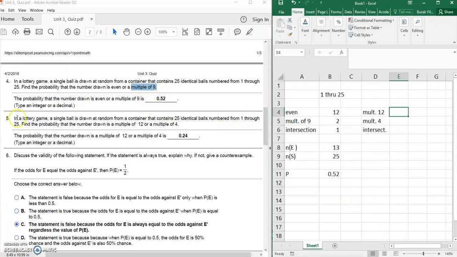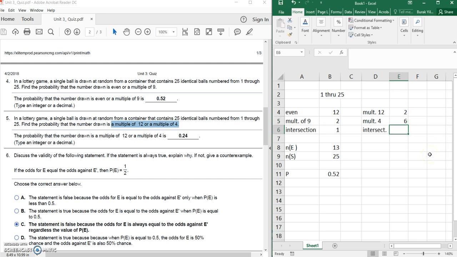Alright, number 5. Number 5 is pretty much the same. Again, we have the same balls numbered from 1 through 25, and we want to draw multiples of 12 or multiples of 4. So multiples of 12, that's obviously 12, 24, 36, but I can't exceed 25, so it's only 2 balls, 12 and 24. Multiples of 4 would be 4, 8, 12, 16, 20, 24, so there are 6 of them.